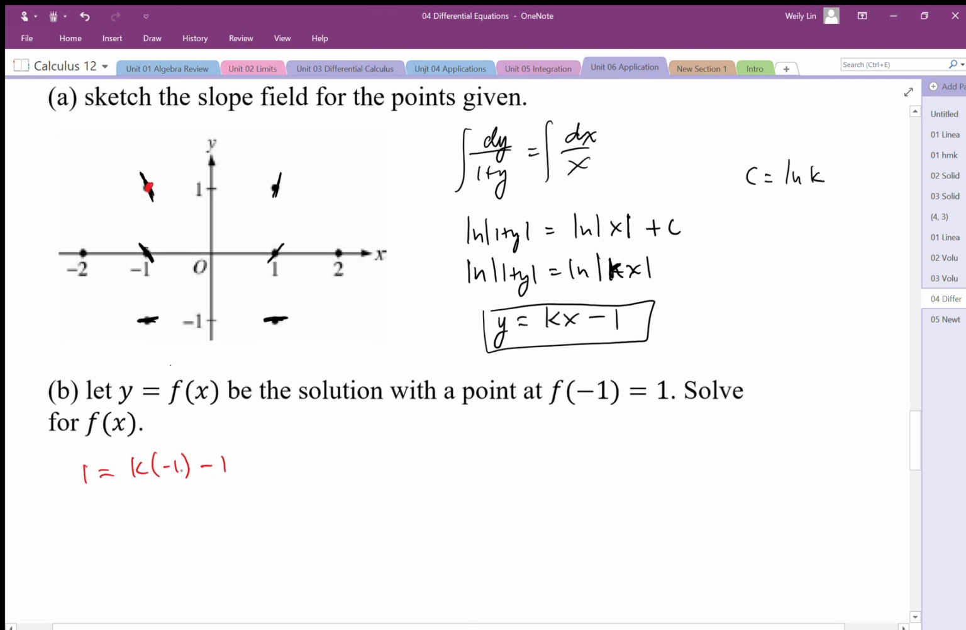So we're going to solve for the slope here. So we get 2 equals negative k, so k equals negative 2. So then my particular solution becomes y equals negative 2x minus 1. And that is going to be that line right there. And that's the solution that goes to that particular point of negative 1, positive 1. And our slope field kind of indicates that that's in fact true. We actually found the slope from the derivative, and we actually found the slope from the solution to the function. So they both correspond to each other.